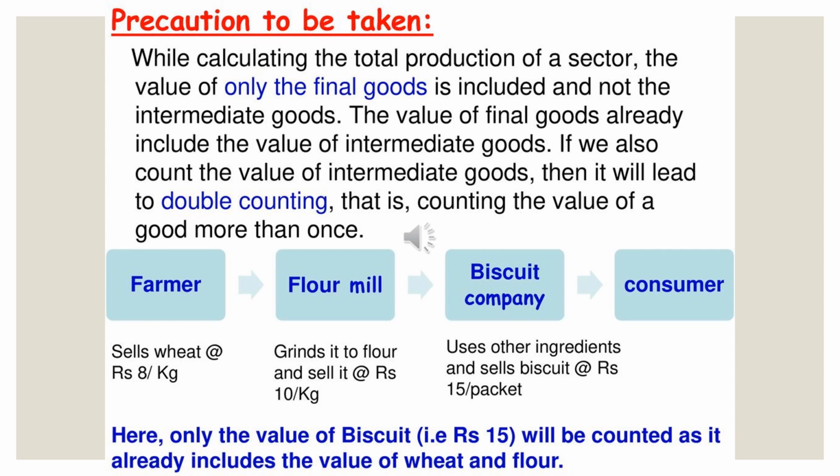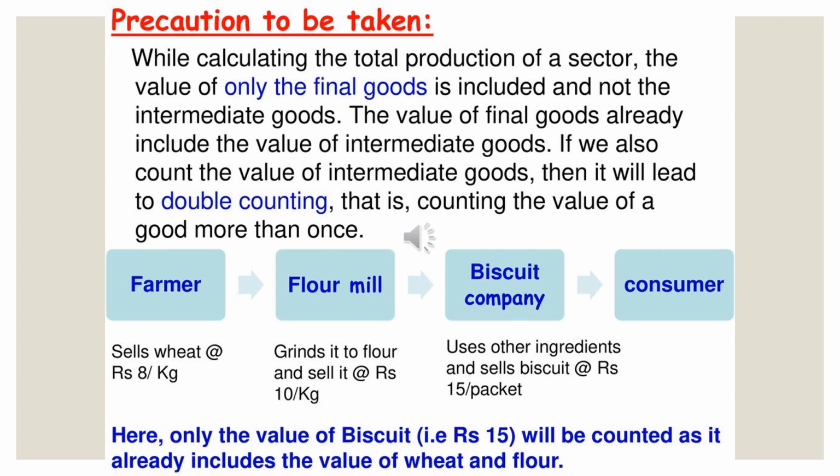While calculating the total production of a sector, the value of only the final goods is taken into account. Only the final goods is included and not the intermediate goods. The value of final goods already includes the total value of the intermediate goods. If we count the value of intermediate goods also along with the final goods and services, then that will lead to double counting. That is counting the value of a good more than once.